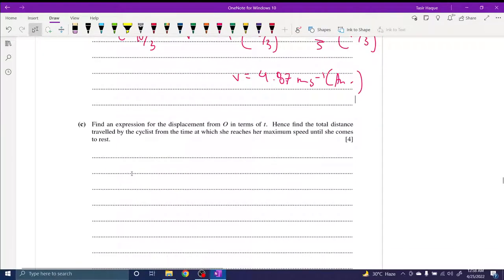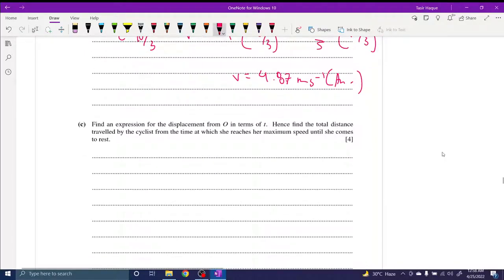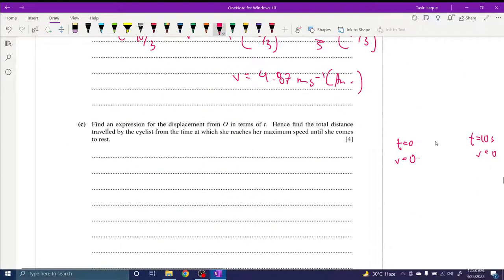Interesting sum. Finding expression for the displacement in terms of t, hence find the total distance traveled by the cyclist from the time at which she reaches her maximum speed until she comes back to rest. Okay. So here's the thing. At time 0, we had a velocity of 0. At time 10, we also had a velocity of 0. That's what we proved in the first part. Now, at time 10 by 3, we had our maximum speed of 4.87. So they actually want us to find this distance, the one from 10 by 3 to 10 seconds.